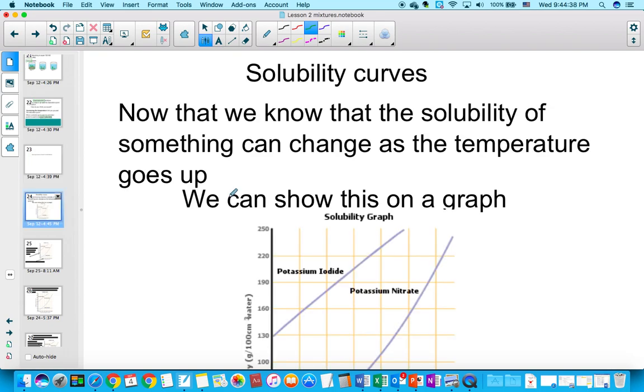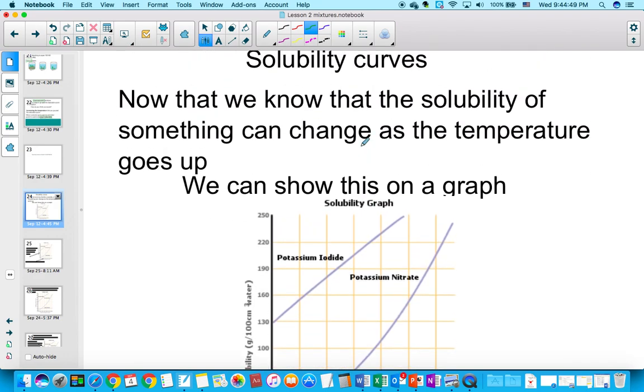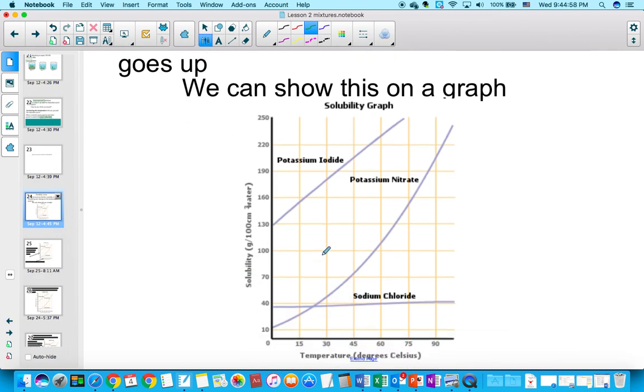So now that we know that the solubility of something can change as we increase temperature, we can show this on a graph like so. We know we can change the solubility of something, and as the temperature changes, the solubility changes. So we call this a solubility graph or a solubility chart. As you increase temperature, the saturation point goes up.